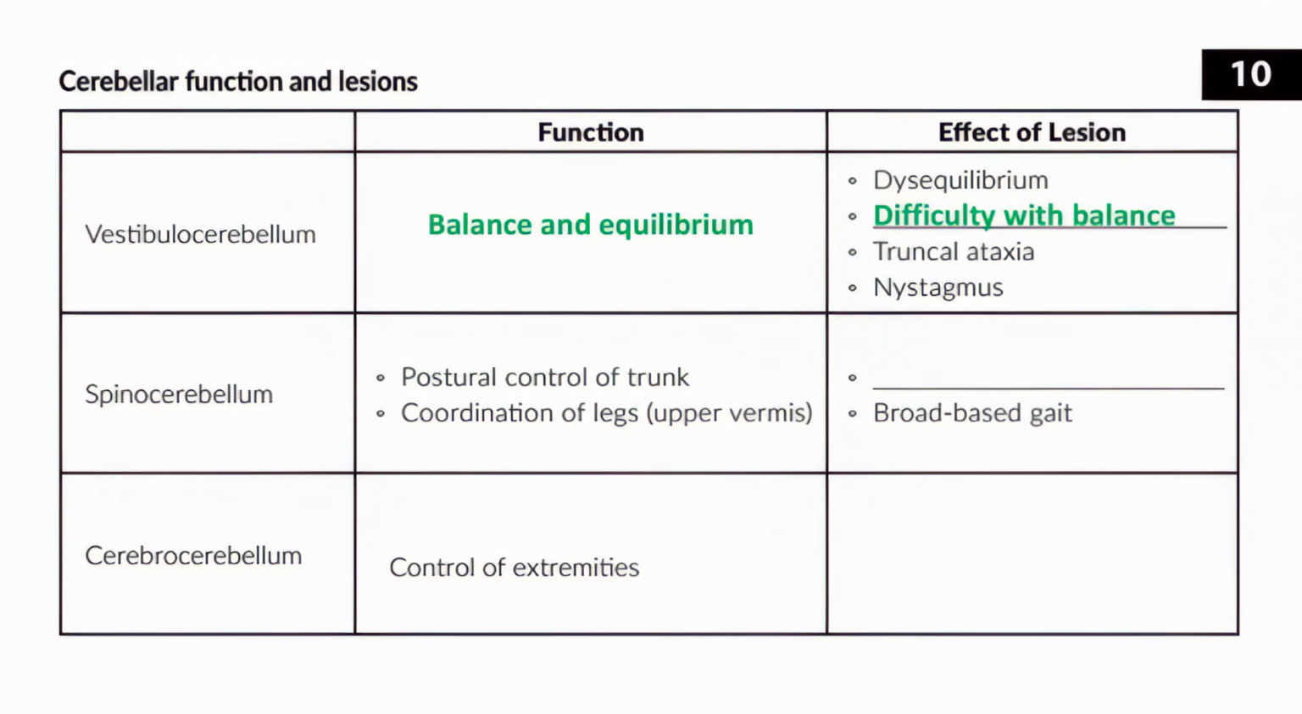The spinocerebellum, which is the more medial parts of the cerebellum, tends to influence the trunk more than the limbs. So a lesion here could cause postural instability. And the upper part of the vermis affects coordination of the legs, so a lesion of the upper vermis can cause a broad-based gait. And then the cerebrocerebellum is the lateral hemispheres, and that tends to control the extremities. So a lesion of the cerebrocerebellum can lead to intention tremor and loss of coordination in voluntary movements.